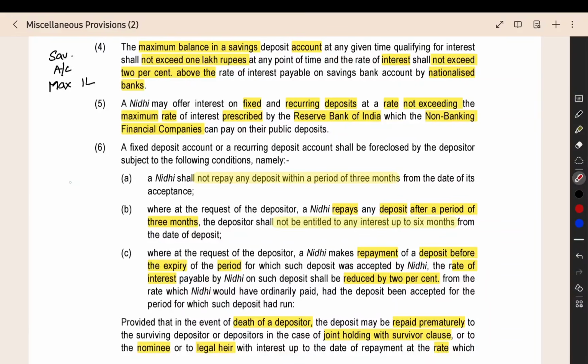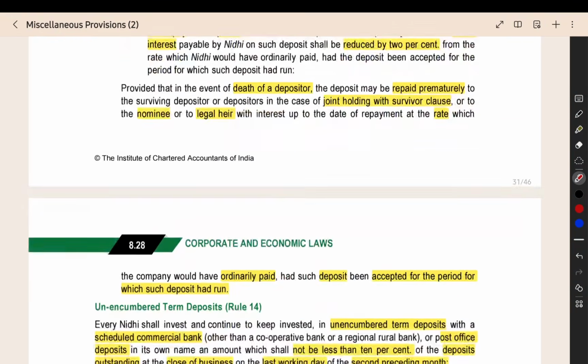Now that is given. The next thing is premature deposit repayment. For example, you have deposited for 3 years, but within 3 months of the date of deposit, you go and ask for your deposit back. Whether they will give you the deposit or not.